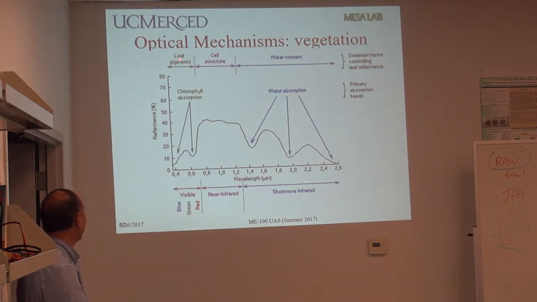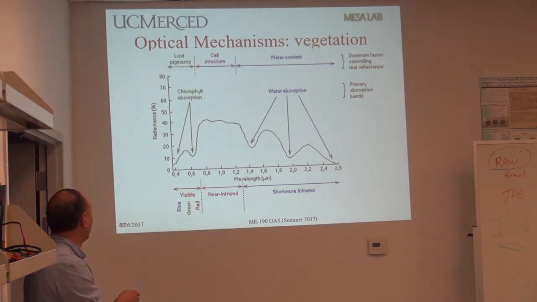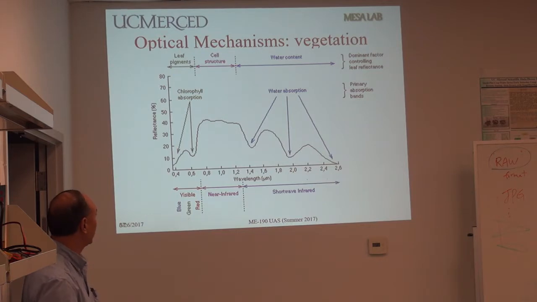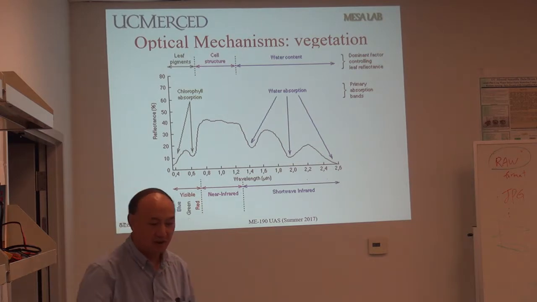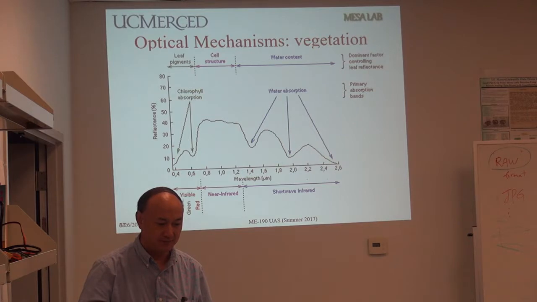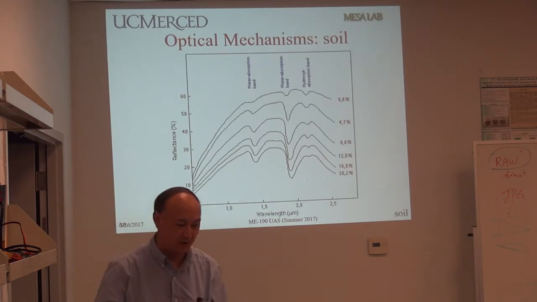So these are mainly for visible, you can tell the leaf pigments, okay? Whether it's in a good growing stage or not. Then this one, usually you can even use to tell the cell structure, okay, cell structure. And inside this range, you will be able to see a lot of water absorptions, okay? Water contents. So these are the dominating factors controlling the leaf reflectance, okay? All right, so basically in remote sensing we focus on these three bands, visible, near infrared, shortwave infrared for agricultural applications.